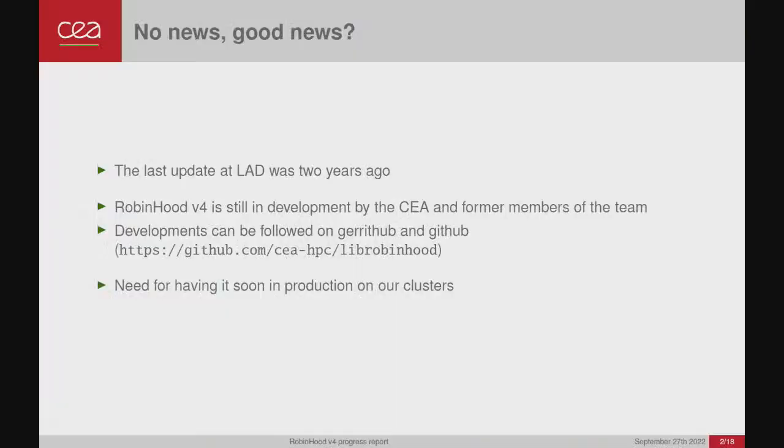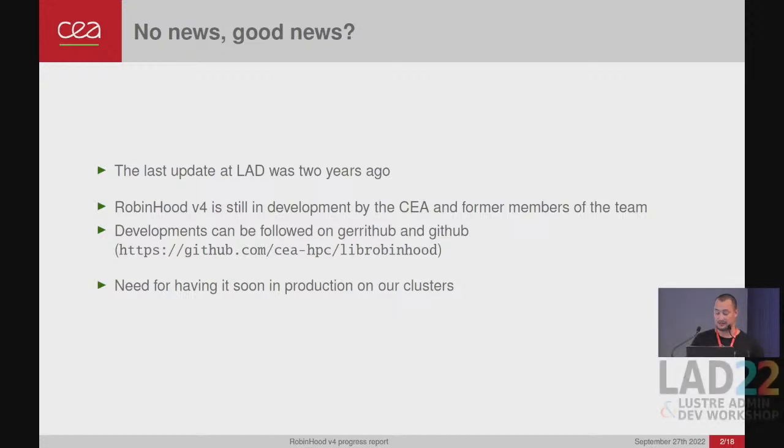So no news, good news, or bad news? Well, yes, good news. The last update at LAD was 2 years ago, but reassure yourselves, Robinhood is still in development, still alive by the CA and also former members of the team. And developments can be followed on Gitea and GitHub, following this link here, for instance. And also, this is not dead because we need to have it soon in production on our clusters, because we need to scale up. And the third version, as Torben said earlier, is too slow to encounter our performance requirements.